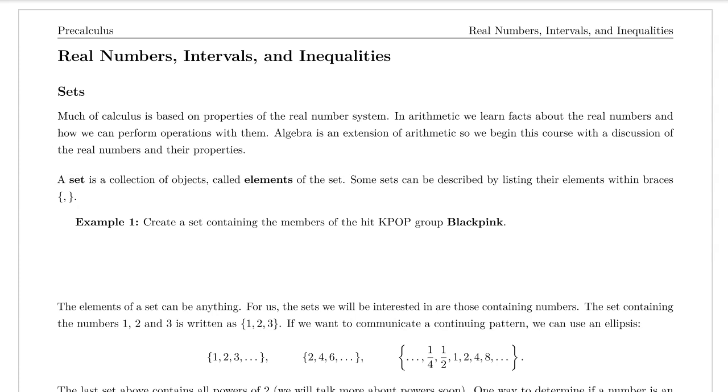Algebra is an extension of arithmetic, so we begin this course with a discussion of the real numbers and their properties. A set is a collection of objects called elements of the set. Some sets can be described by listing their elements within these curly braces and separated by a comma.